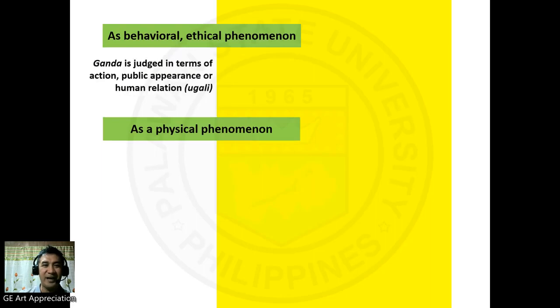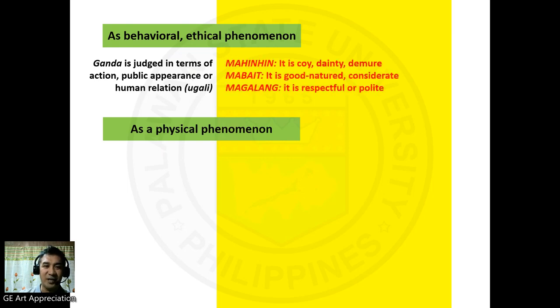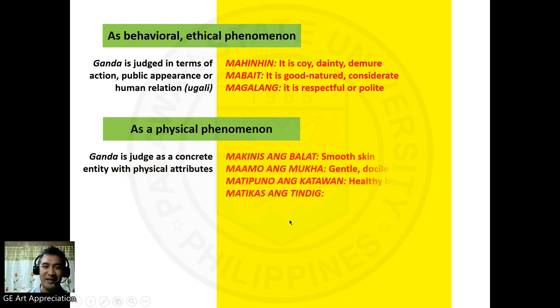Okay, as a behavioral ethical phenomenon, ganda is judged in terms of action, public appearance, or human relation. So, pag ikaw ay mainhinhin, ikaw ay mabait, ikaw ay magalang, then that's equivalent to maganda. Diba? As a physical phenomenon, ganda is judged as a concrete entity with physical attributes. So, pag makinis ang balat mo, maamo ang mukha, matipuno ang katawan mo, you have a healthy body, matikas ang tindig, then you are termed as maganda.